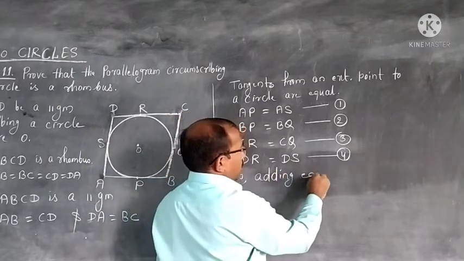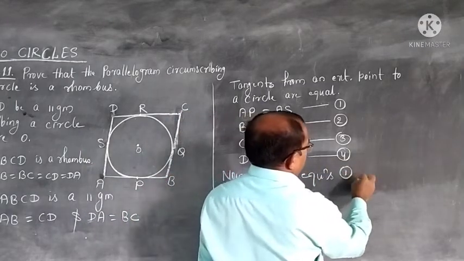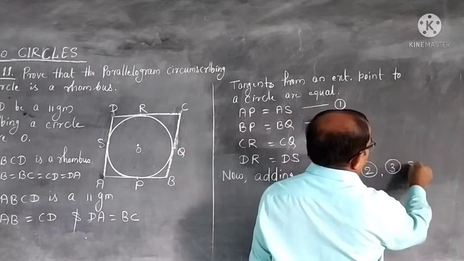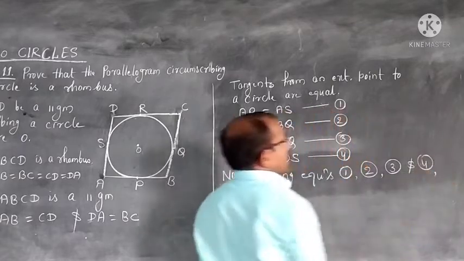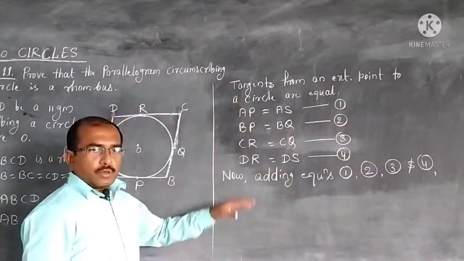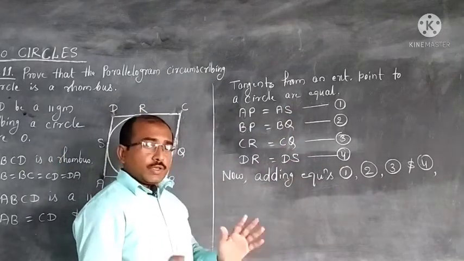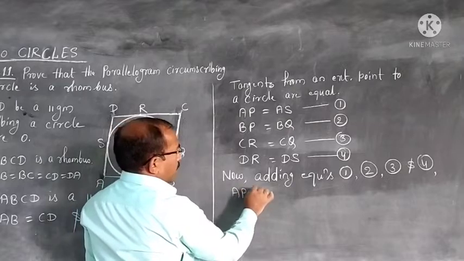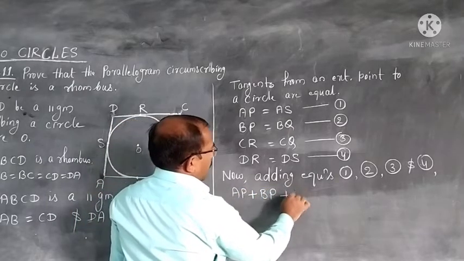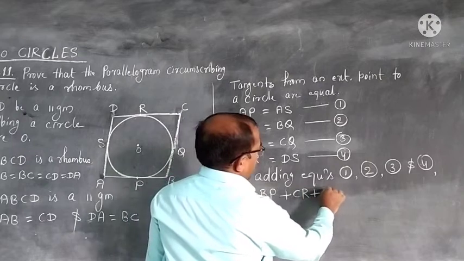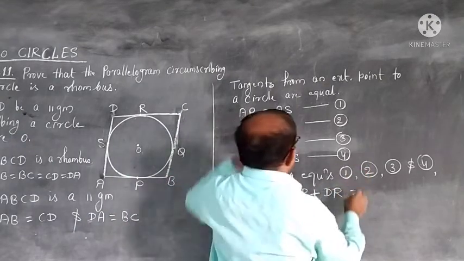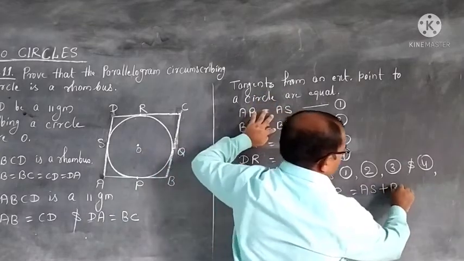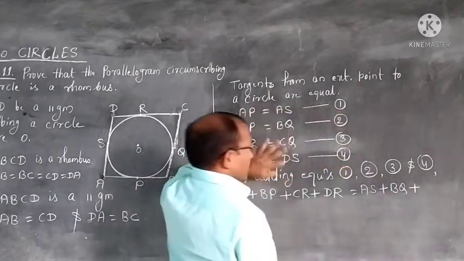Adding equations 1, 2, 3 and 4. So, how do we add equations? LHS of all the equations, and RHS of all the equations. That is the way to add the equations. So, AP plus BP plus CR plus DR is equal to AS plus BQ plus CQ plus DS.